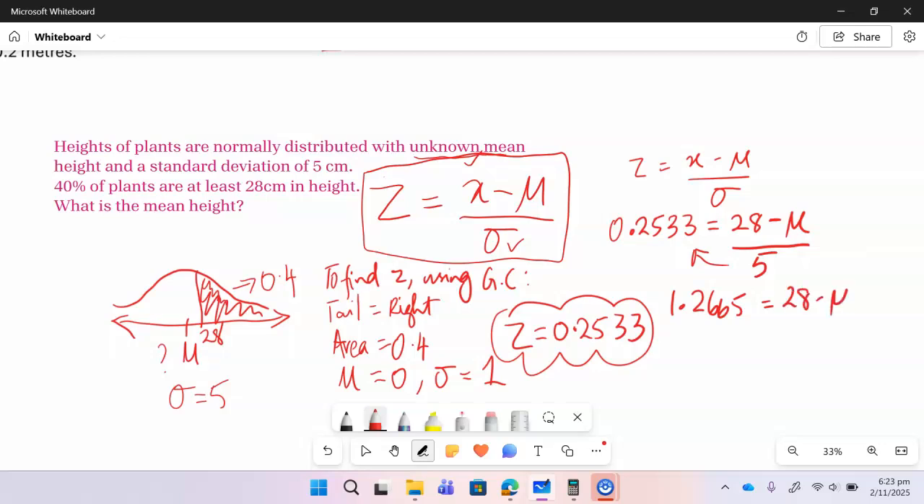So this is 5 times 0.2533, that's 28 minus mean. And if we move the mean to this side and move this to the other side, mean here is negative, and when it comes to the left hand side of the equals, it becomes positive. That's what we want, right? We want the mean to be positive because we're looking at heights. Heights can't be negative. And therefore 1.265 becomes negative.